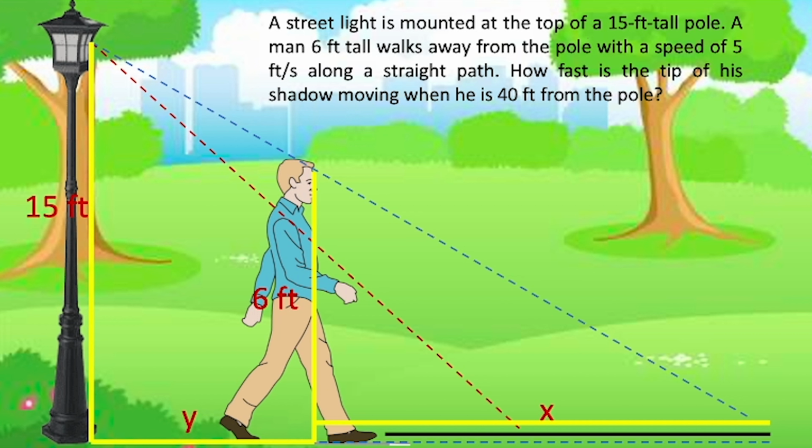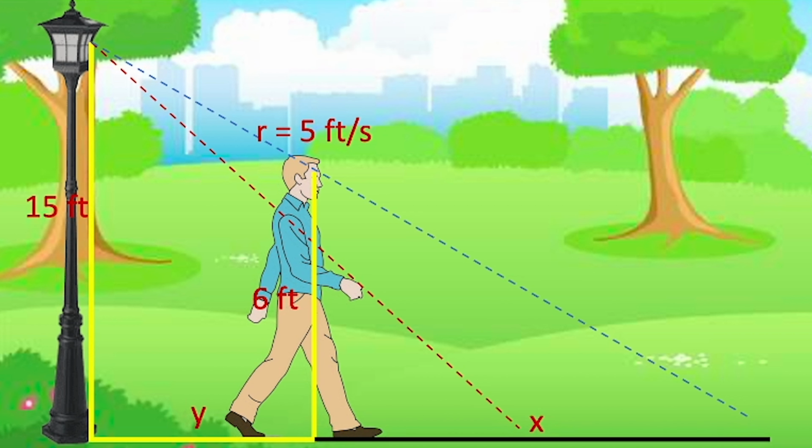One of the givens is the speed of the man, which is equivalent to 5 feet per second. As it pertains to the speed of the man, it is basically the distance the man has walked over time, or dy/dt. So we can now have this equation: dy/dt is equivalent to 5 feet per second.